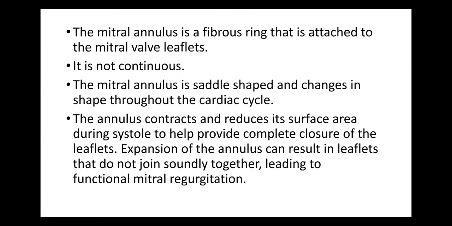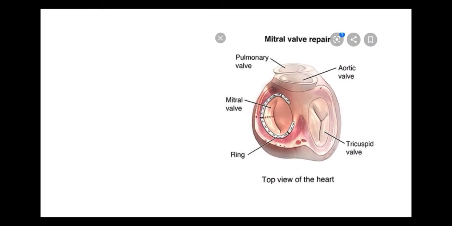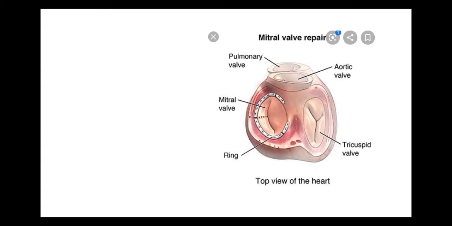The mitral annulus again is a fibrous ring that is attached to the mitral valve leaflets. As we saw earlier, it is not continuous. It is saddle shaped, changes in shape throughout the cardiac cycle. Expansion of the annulus can result in leaflets that do not join soundly, leading to functional mitral regurgitation. That is the annulus.